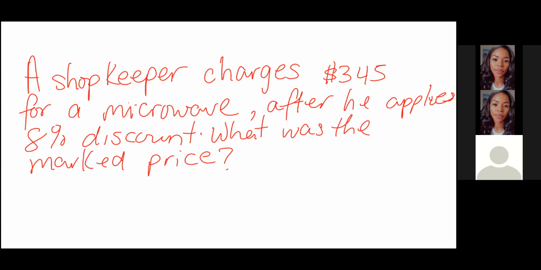A second example, a shopkeeper charges $345 for a microwave after he applies 8% discount. What was the max price? So again, the max price would be the price before the discount was applied, aka the selling price, right? So we know that this 345 represents the discounted price because this is the price that the microwave was sold for after 8% discount. So we know that we could apply the method.